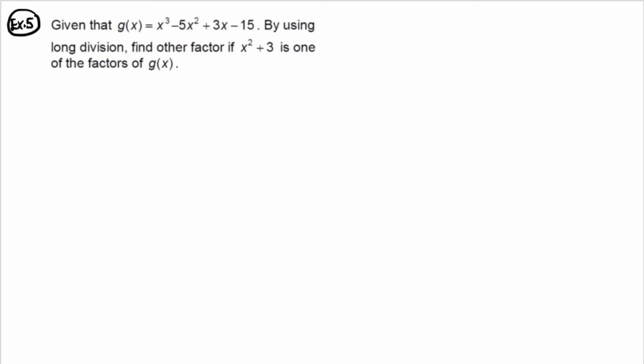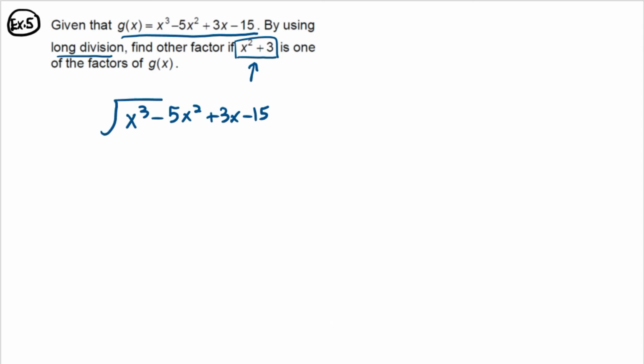Right, what about if we have this type of equation? We have this, and the question asks us to use the long division to find the other factor if this is one of the factors. So we can divide this, g(x), with that factor. So I'll have something like x to the power of 3 minus 5x squared plus 3x minus 15. So I have something like this.